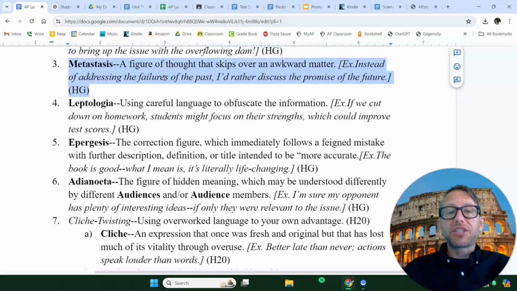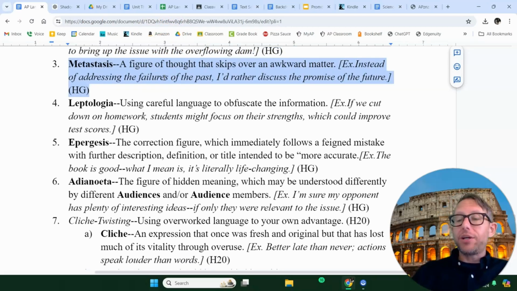Metastasis, a figure of thought that skips over an awkward matter. So if there's something that you prefer not to discuss, you can metastasis it. That is definitely not a real word. I mean, I'm not using it appropriately there. But notice what we've got in this example: "Instead of addressing the failures of the past, I'd rather discuss the promise of the future."